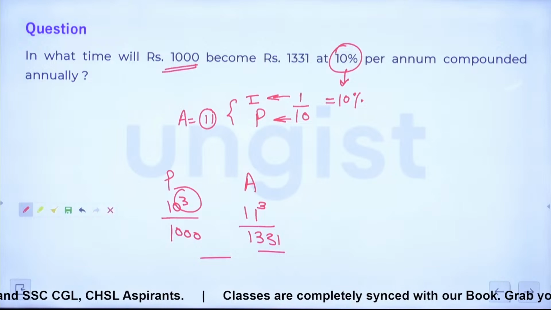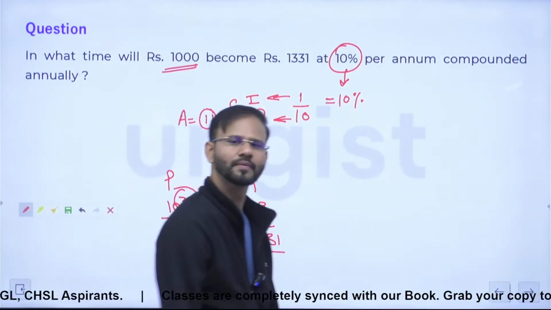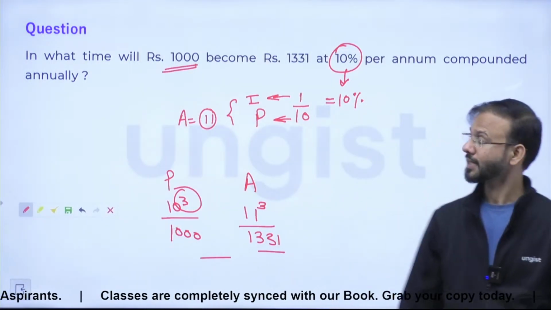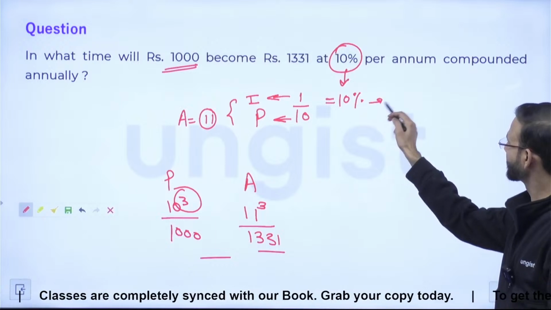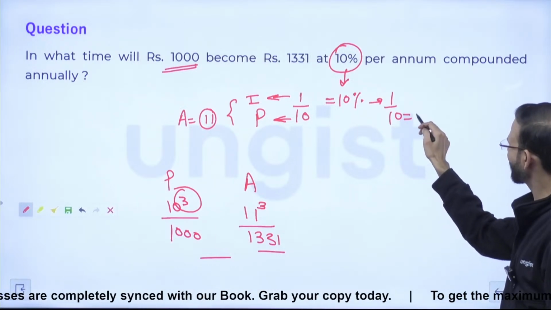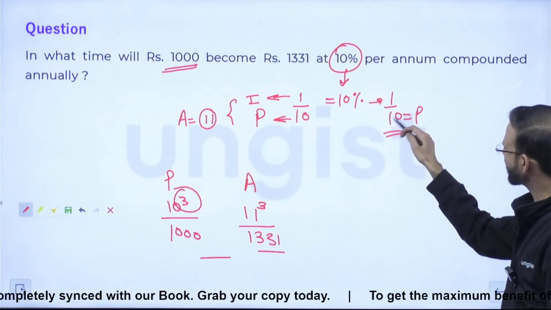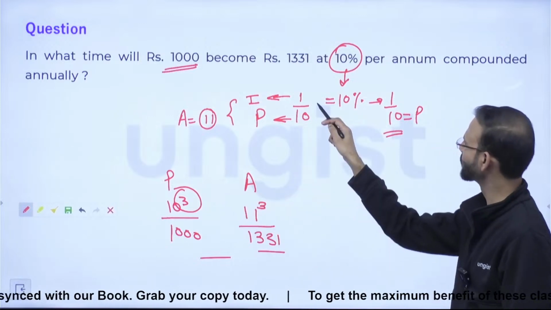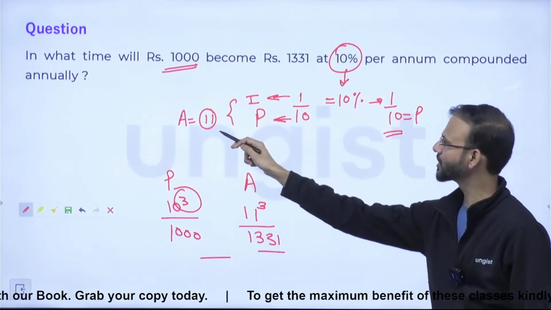Getting it, everyone? Right? So why do you take 10 as principal? See, this is 10%, this is 1/10. So assume the principal as this value. So 1/10 of this will be the interest, which is 1 rupee. So amount will become 10 plus 1, which is 11 rupees.